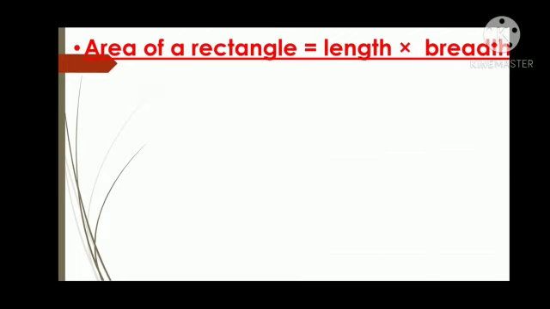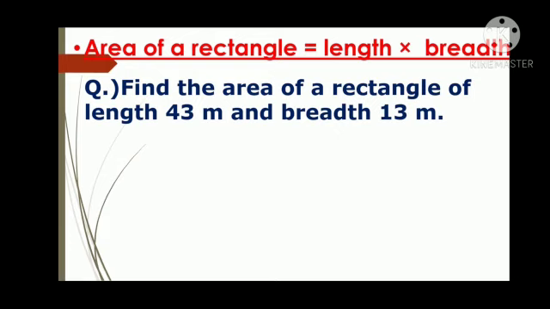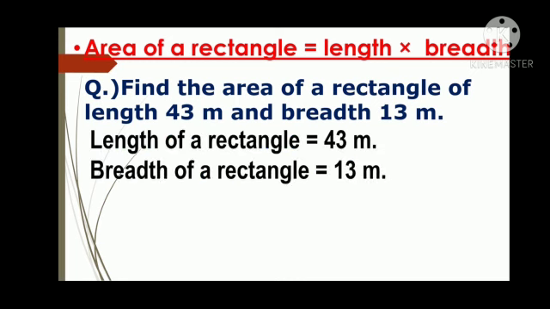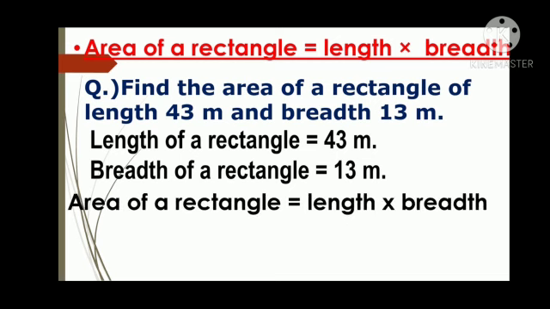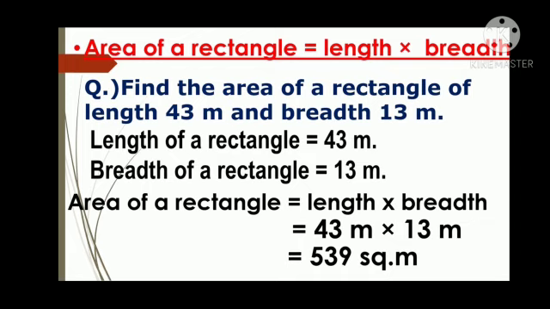Now let us see area of a rectangle. The area of a rectangle is given by the formula length multiplied by breadth. Find the area of a rectangle of length 43 meter and breadth 13 meter. Length of rectangle is 43 meter and breadth is 13 meter. Therefore, by applying the formula, that is area of a rectangle is length into breadth, and substituting the values, that is 43 multiplied by 13 gives us 559 square meter.